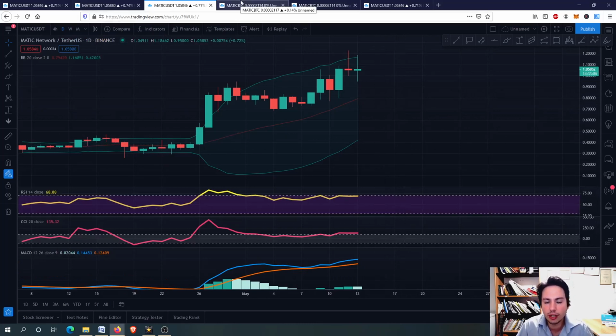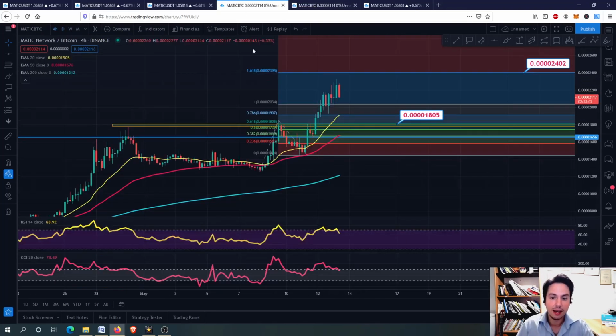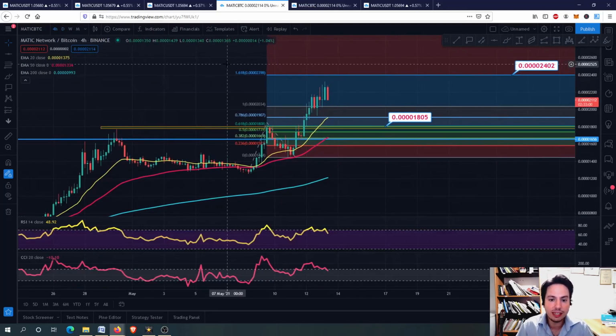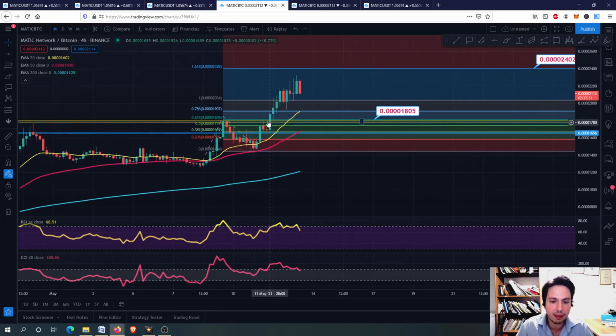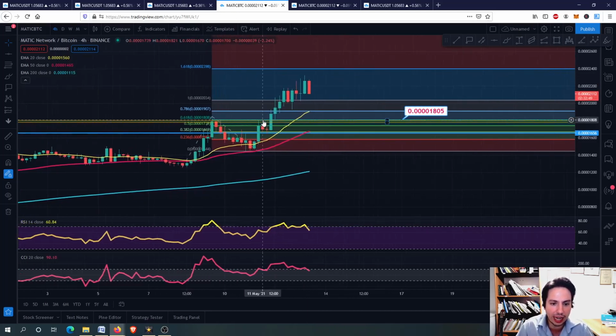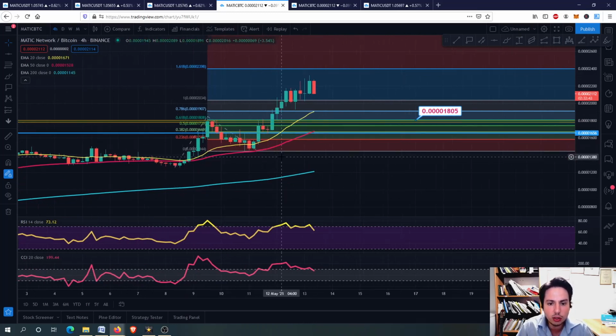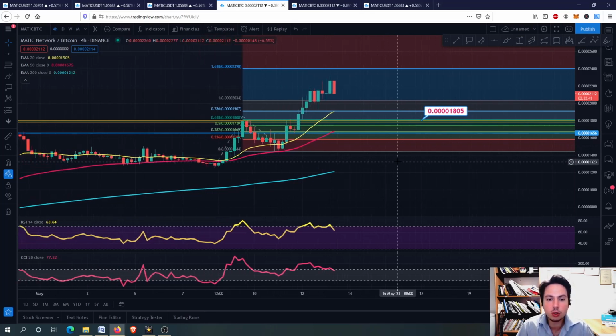So we are going now to the most important thing, the most important chart, MATIC against Bitcoin. The reason, guys, that MATIC doesn't care is this chart right now. I've drawn the Fibonacci extension here starting from this bottom to this top and this bottom right here. The reason we don't care is because MATIC is outperforming Bitcoin.